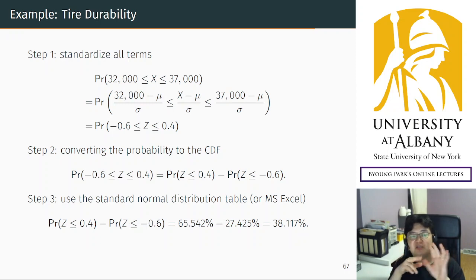So so far we have considered three types of probabilities: smaller than something, greater than something, and between 2 points. So the first type of probability is the cumulative probability, which is directly given by the CDF, cumulative distribution function, which is the normal distribution table. So it's not a big problem. But for the other two types of probabilities, you have to convert the probability back to a cumulative probability so that we can use the standard normal distribution table.